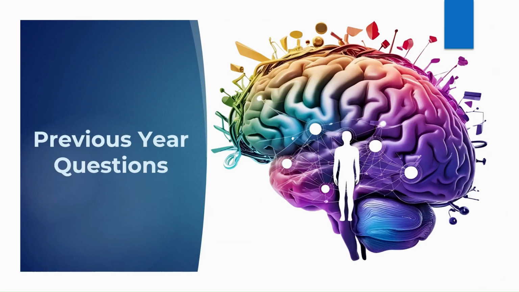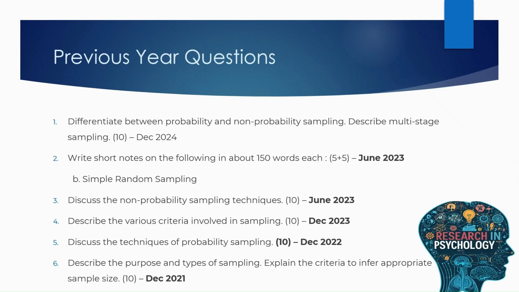Let's now look at some of the previous year questions. The first question we have is from December 2024. It says, differentiate between probability and non-probability sampling and describe multi-stage sampling. So here you have to write the differences between probability and non-probability sampling and what are the different techniques used, right? So there is a tabulated column of differences which I have discussed in the previous video. Maybe you can go and watch that. Right? This is for 10 marks.